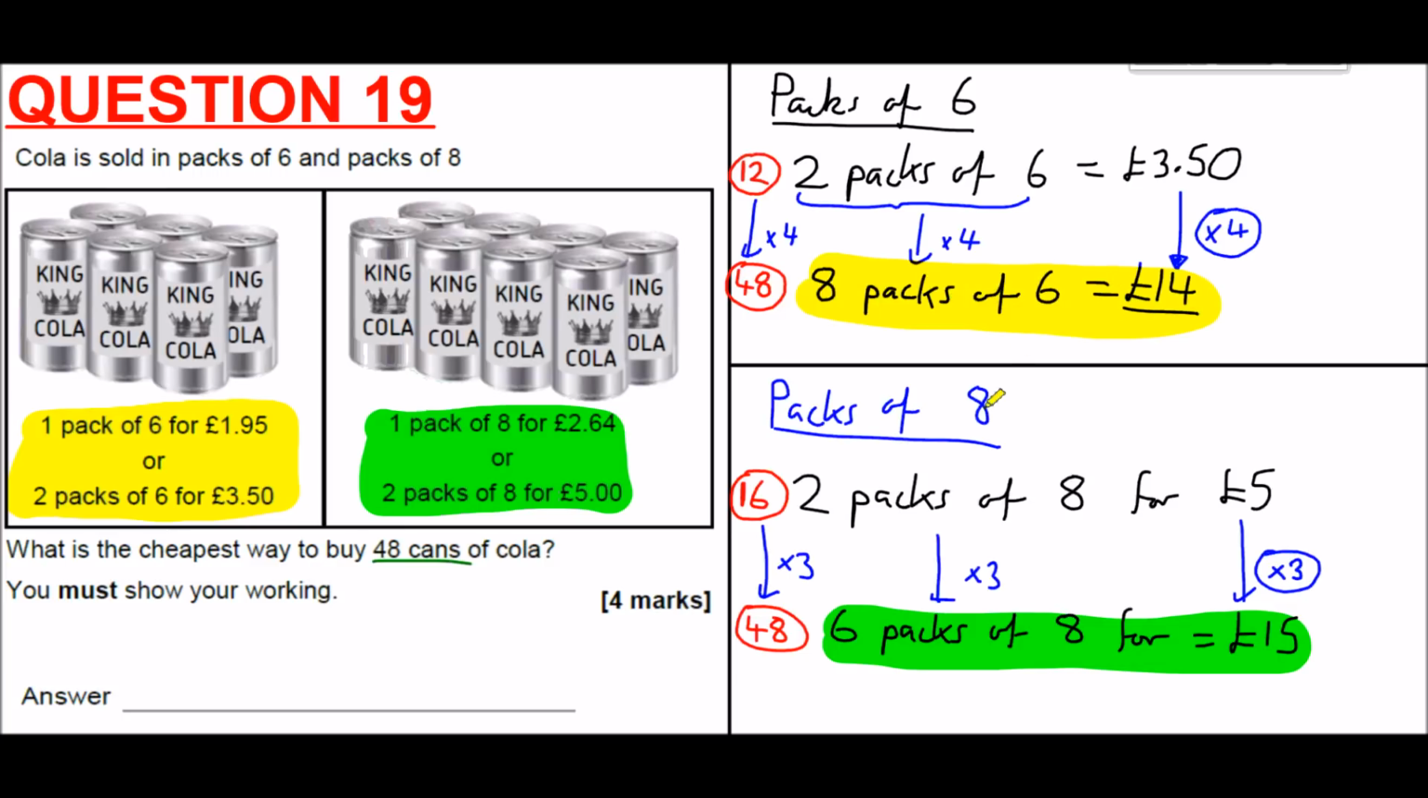And so we need to do working for both packs of 6 and packs of 8, so we can then see correctly that the packs of 6 offer will be cheaper by £1. And so this is the working we need to back up the final conclusion, and the answer of the cheapest way to buy 48 cans is if we buy 8 packs of 6. You can't just put that down without any working. You need all this working and then this final conclusion based on that correct working.